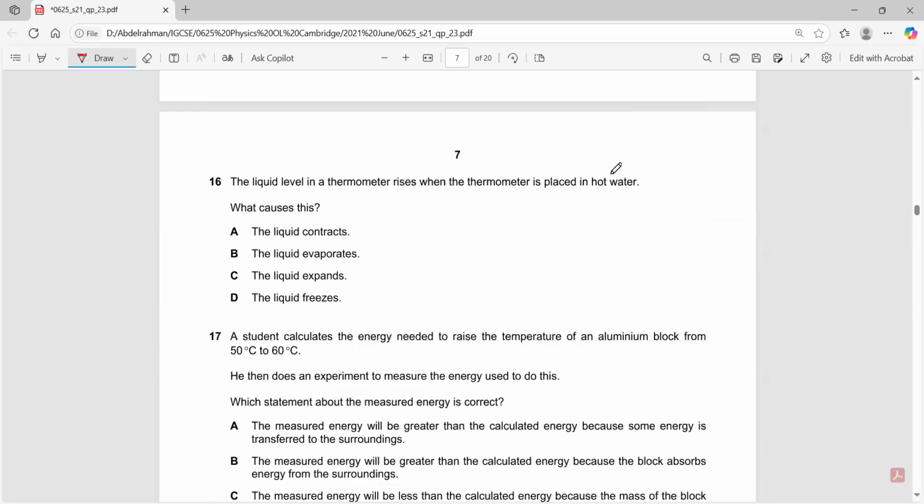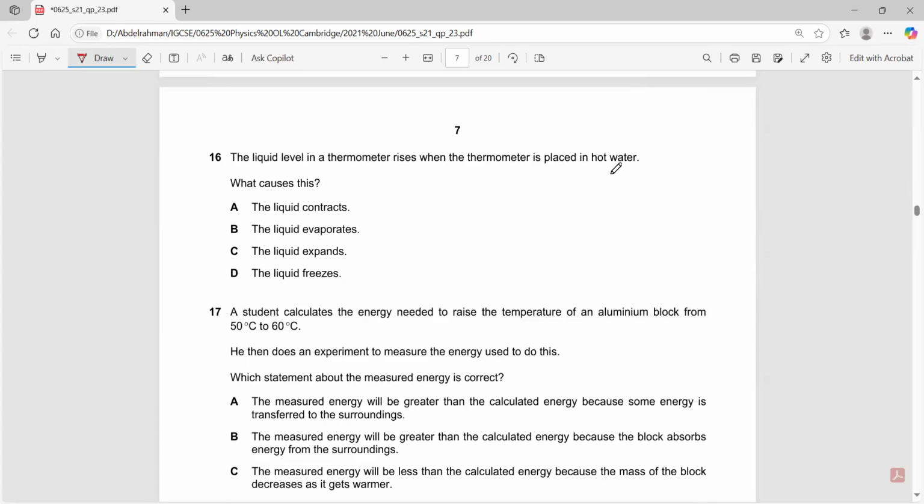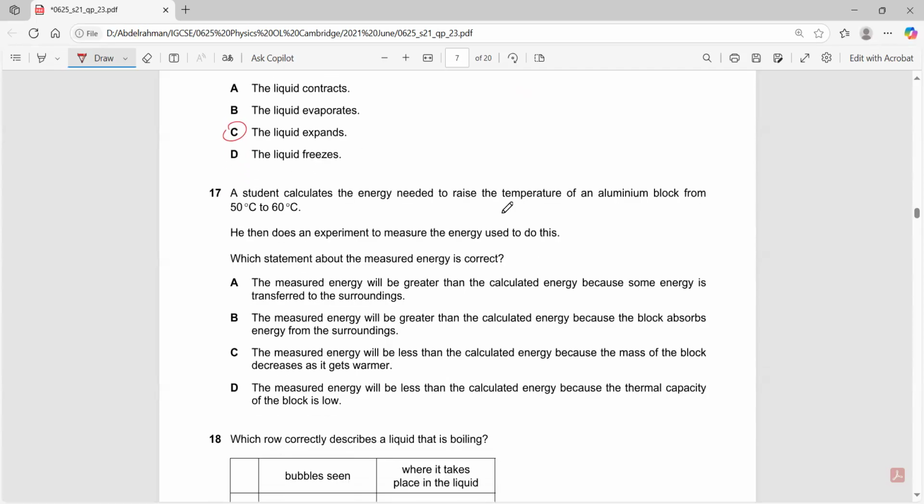Question 16. The liquid level in a thermometer rises when the thermometer is placed in hot water. What causes this? It's due to the expansion of the liquid. I know that the thermometers have been removed, but just for your knowledge, the liquid expands. So this is kind of thermal expansion. Okay, thermal expansion.